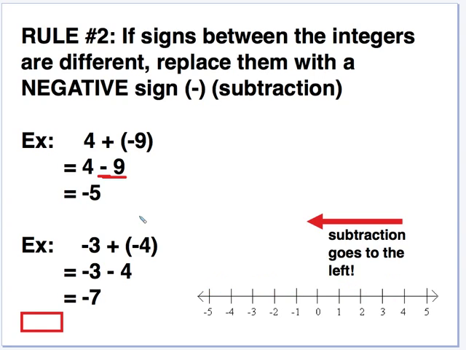Here's another example. Negative 3 plus negative 4. I put my little window between, and I see that the signs are different. Therefore, I have to replace those two with a subtraction sign, meaning I'm going to the left no matter what. It tells me to start at negative 3, which is over here. And it says go 4 to the left. That's what this means. This means go 4 left. 1, 2, 3, 4. And I should end up at negative 7.